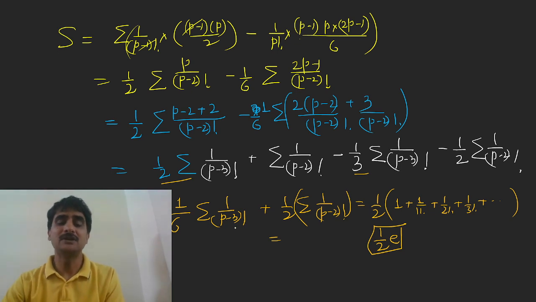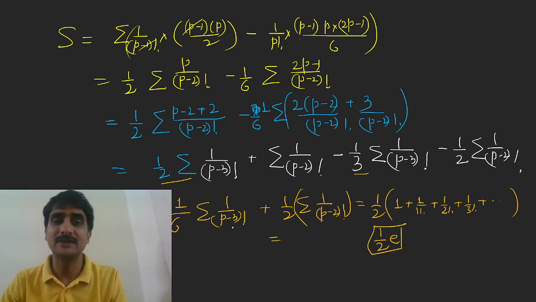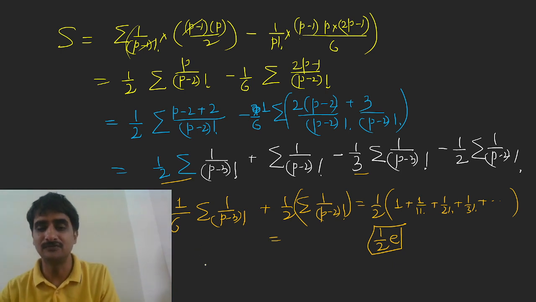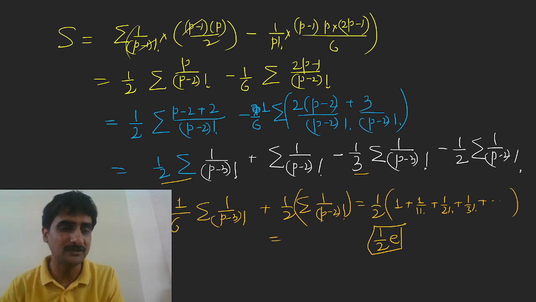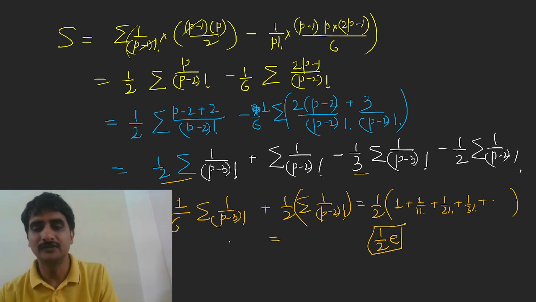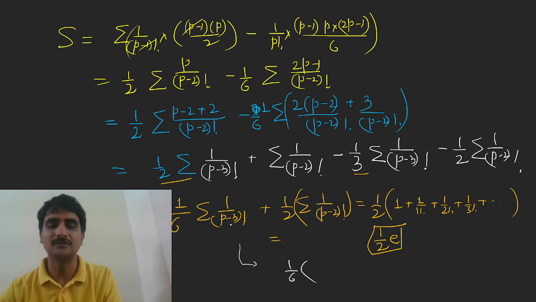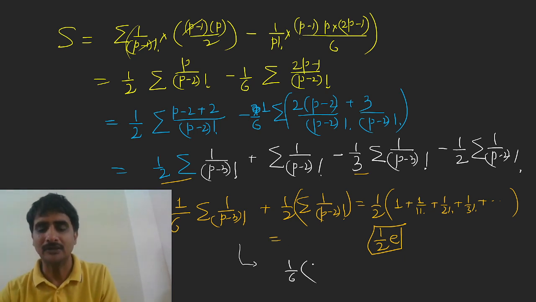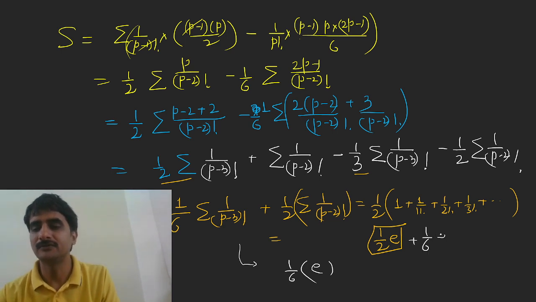But here, see, p can't start with 2. For p minus 3 factorial, a negative factorial is assumed to be 0. So p will be starting with 3 here, of course, and that's the domain restriction here. So this one you can say it's 1 by 6 times, and then this is what? Of course, e again. So this is this plus 1 by 6 e.